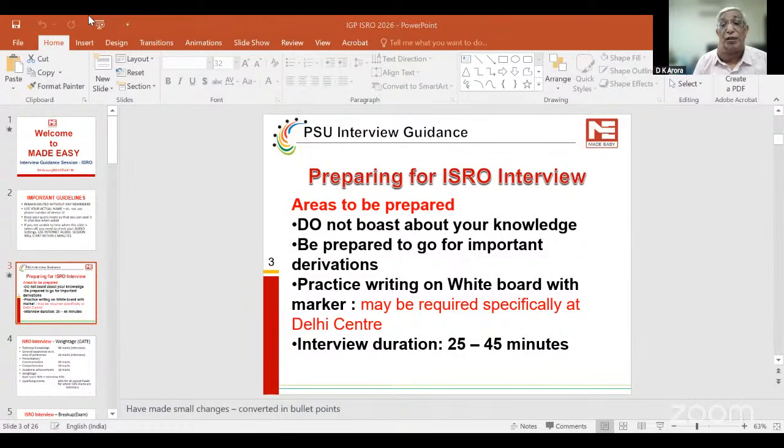Earlier, when they used to conduct interviews with Delhi as one of the venues, they were very clear about the fact that yes, we'll need to go on the whiteboard only, but this time the venue of the interviews is Ahmedabad. I don't know what is the prevalent mode there, but be prepared to write on a whiteboard. You should not panic if you are asked to go to the whiteboard, which means practice a little bit writing with a marker pen. The typical duration of the interview can be 25 to 45 minutes, right?